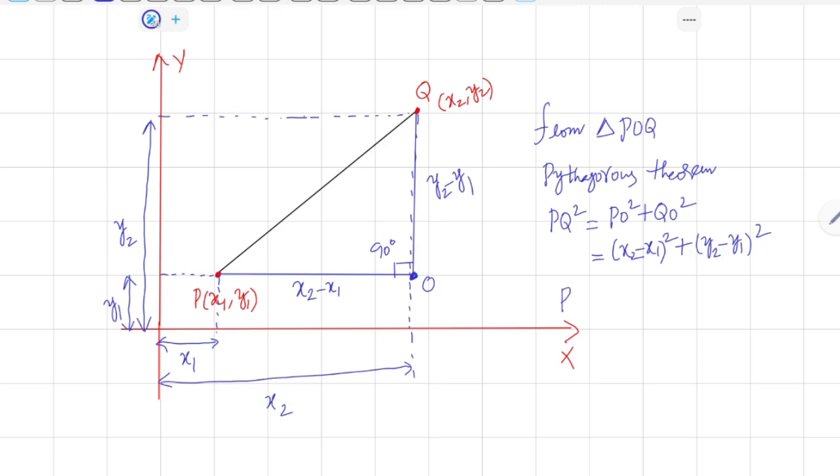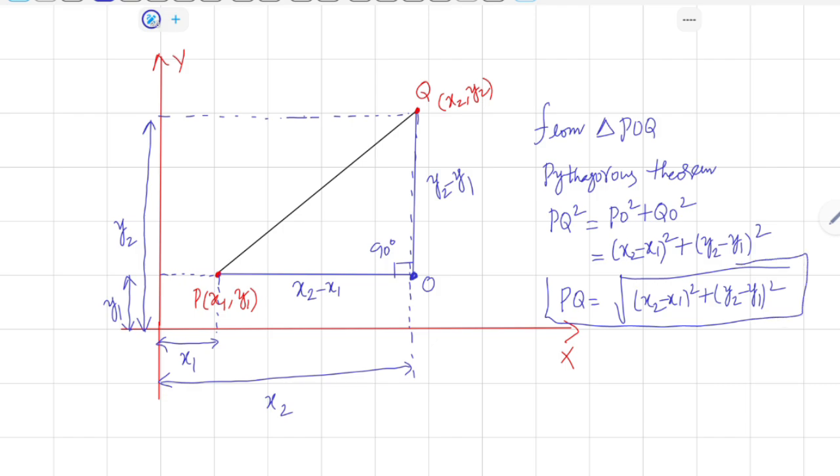Now PQ, which is the distance between the two points whose coordinates are x1 y1 and x2 y2, is simply the square root of x2 minus x1 whole square plus y2 minus y1 whole square. In this way, you can easily apply this formula to find the distance between any two points if you know their x and y coordinates. It is equally applicable for a three-dimensional system also.